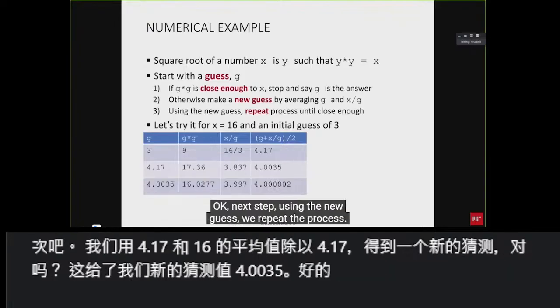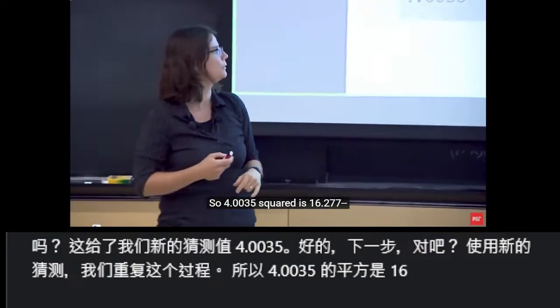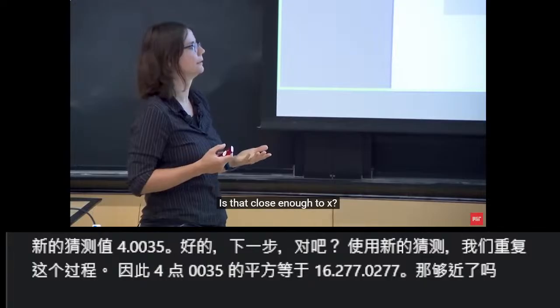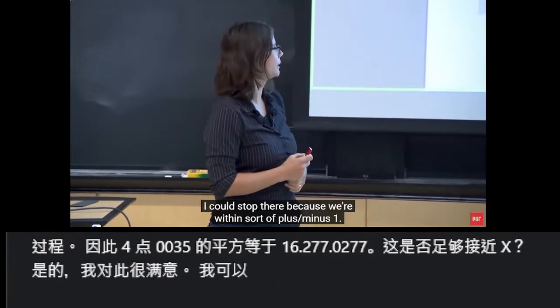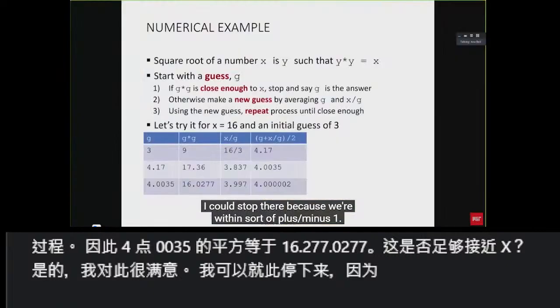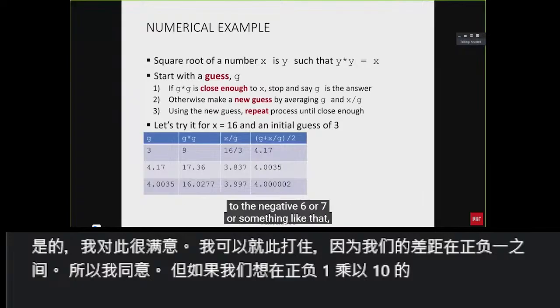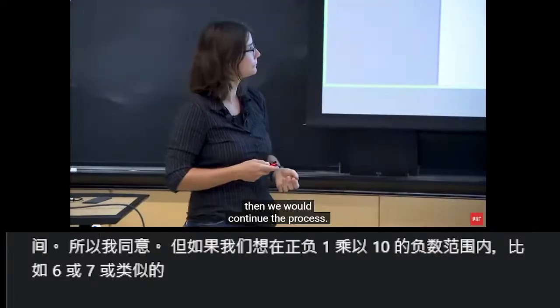Next, using the new guess, we repeat the process. So 4.0035 squared is 16.277. Is that close enough to x? Yeah, I could be happy with this. I could stop there because we're within plus or minus 1. But if we wanted to be within plus or minus 1 times 10 to the negative 6 or 7 or something like that, then we would continue the process.